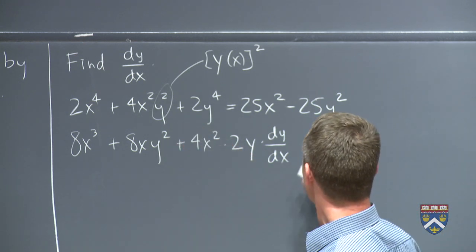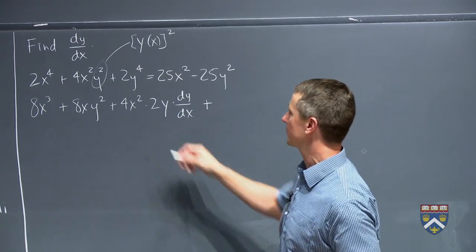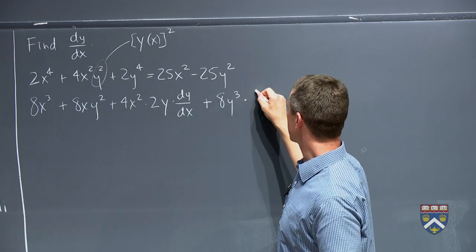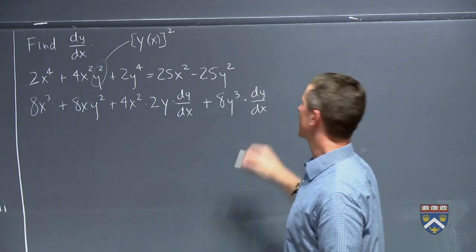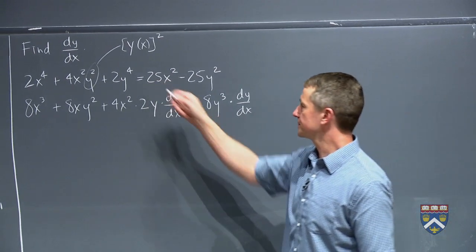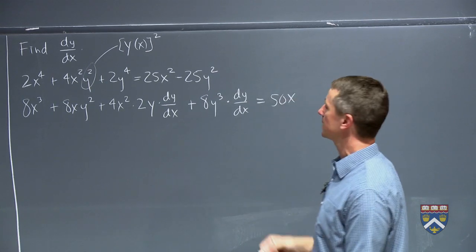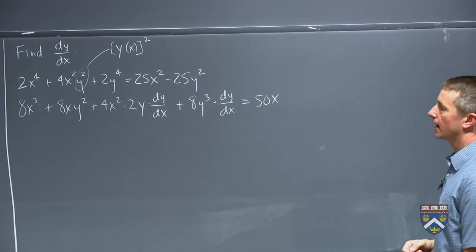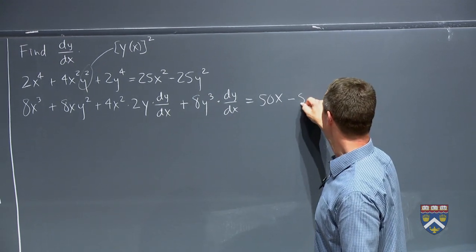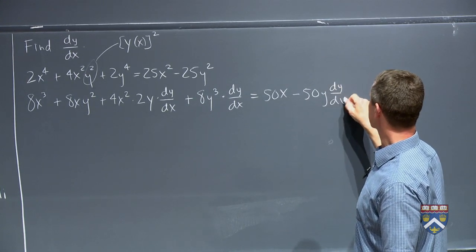And then we've got 2y to the fourth. That's also an example where we have one function inside of another, so that's a chain rule. The 4 comes down. We get 8y cubed. And then chain rule says we have to attach a dy dx at the end. We can move to the other side now. Nothing unusual happening with 25x squared. Derivative of that is 50x. And 25y squared becomes 50y. But don't forget to use the chain rule and get a dy dx there at the end.